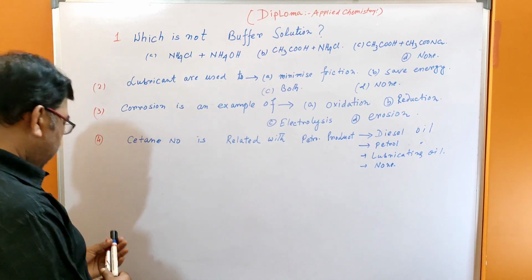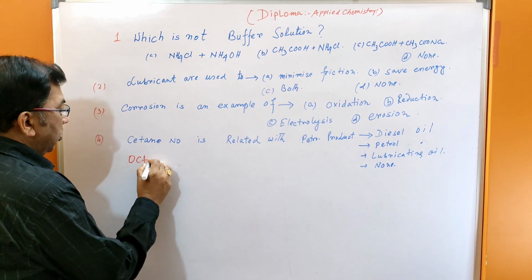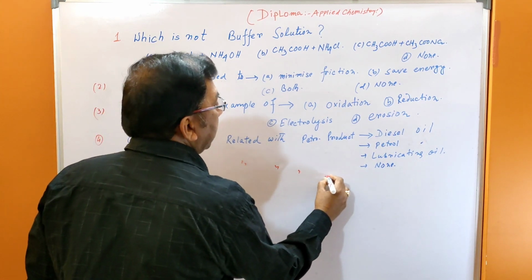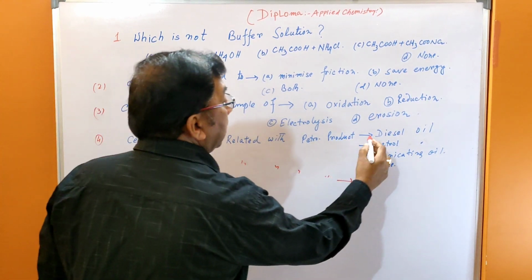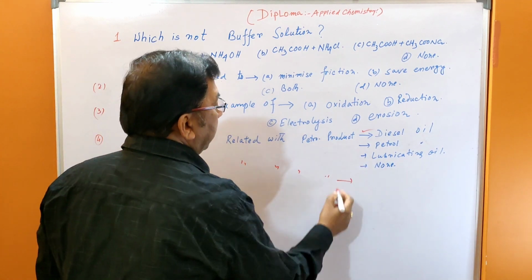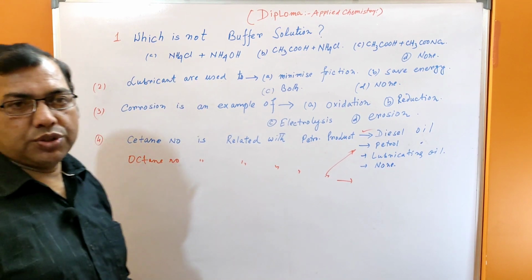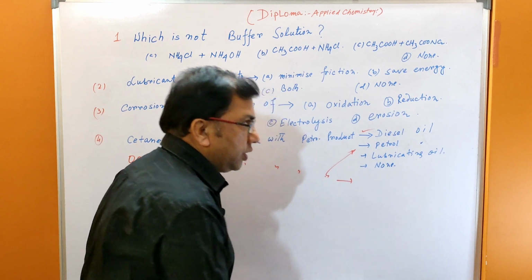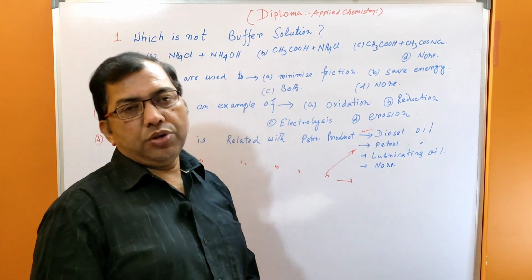In case of octane, the octane number is related with petroleum product. The cetane number is for diesel oil, and the octane number is for petroleum oil. So this type of MCQ questions may come, so go through this. Besides this, all other questions I have given you in the description box.